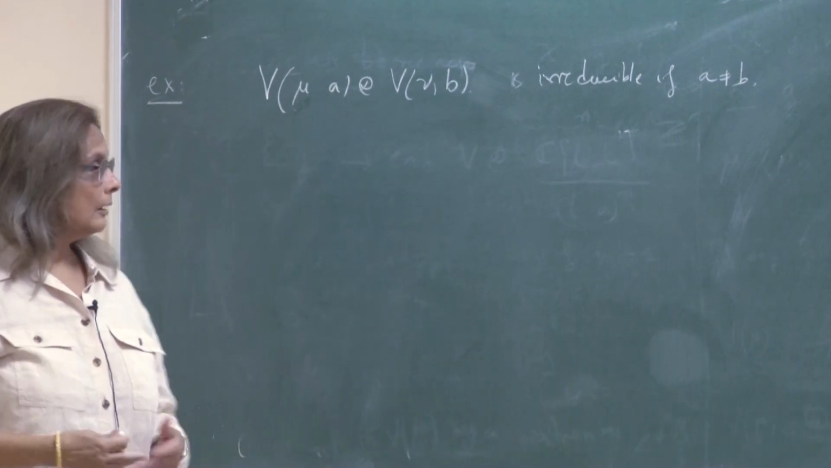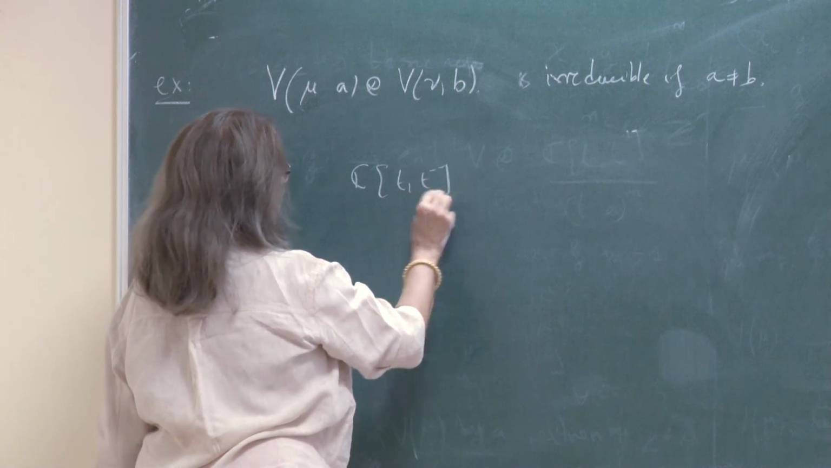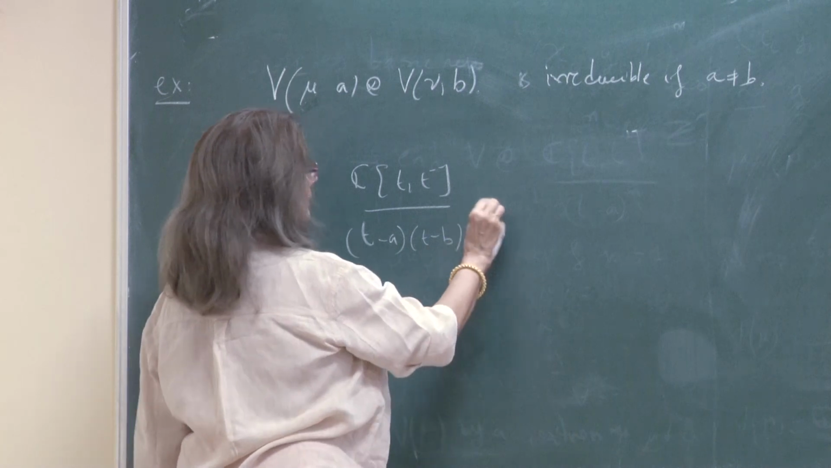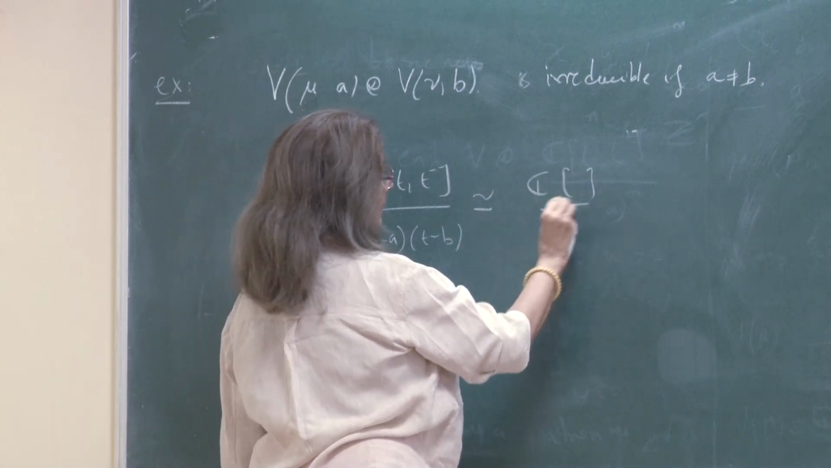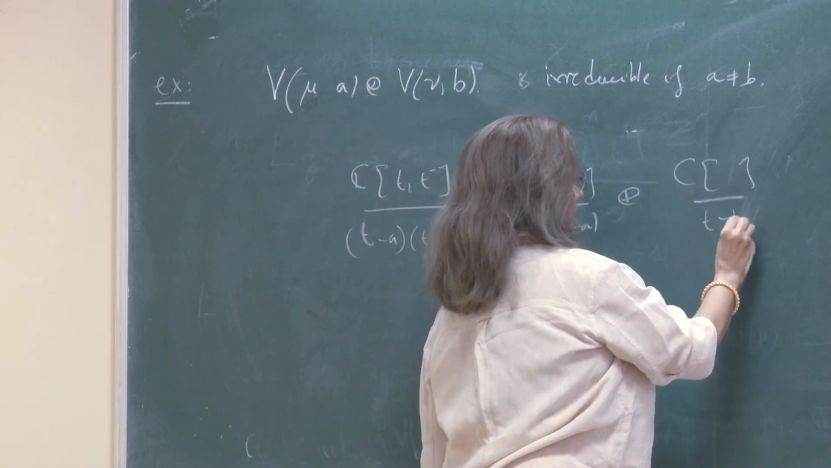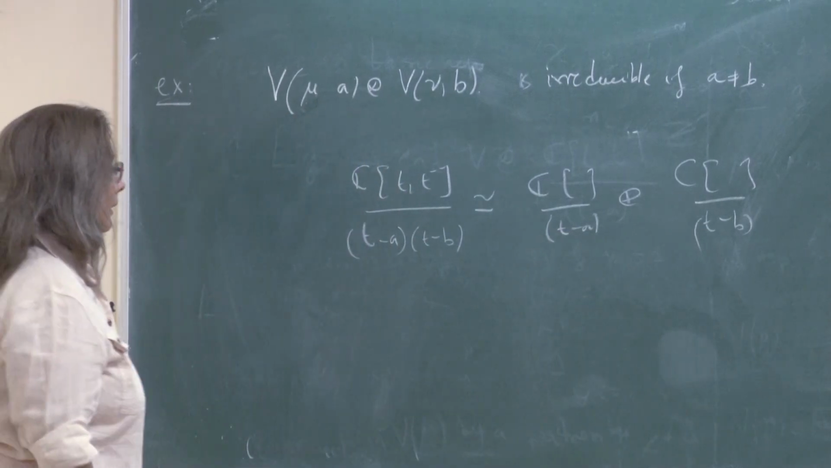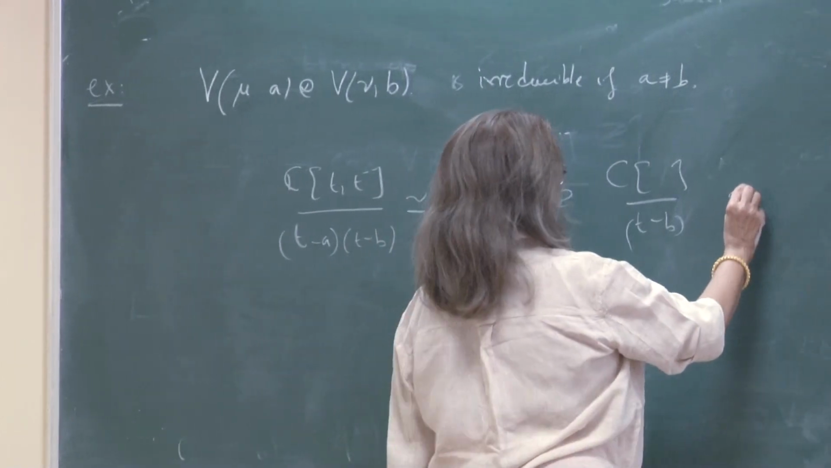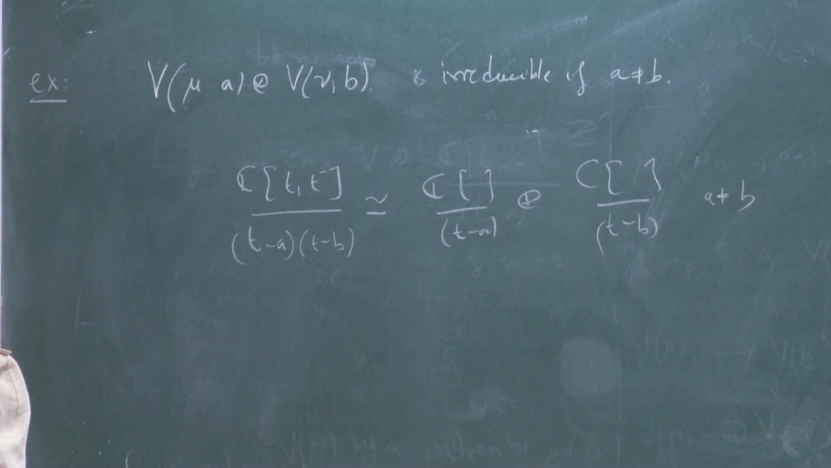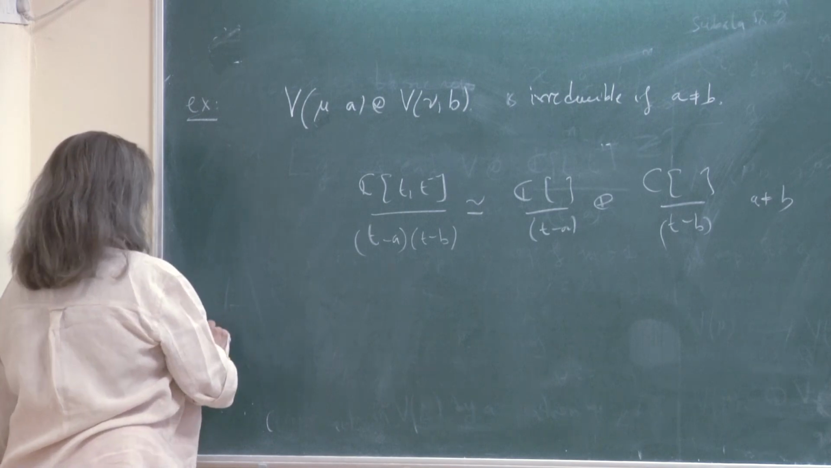Roughly speaking, it's because if you look at C[t,t inverse] and you go modulo the ideal T minus A, T minus B with A not equal to B, then it breaks up as a direct sum. So everything is being controlled by this thing, right? So it's A not equal to B. And of course, if A equals B, we got an indecomposable representation.